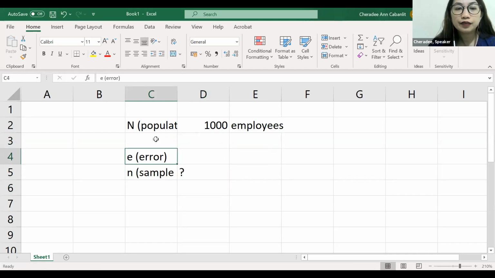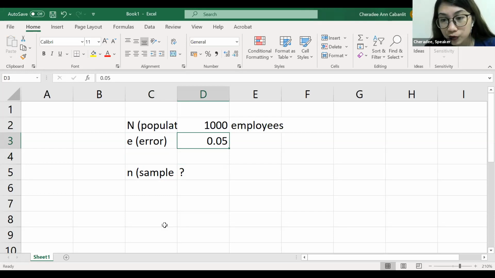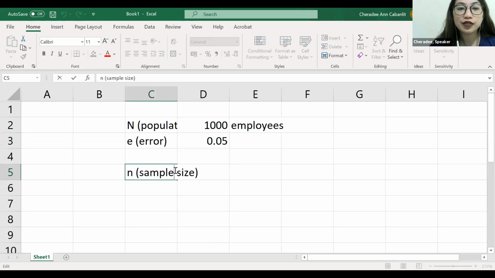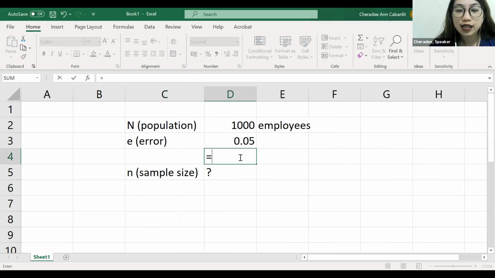Your allowable error is, let's say, 0.05, but it's really up to you. If you allow 10% error, then that's okay. So this error here is actually a company decision, depending on your tolerance level or parameter, depending on which one is more important, parameter or tolerance.